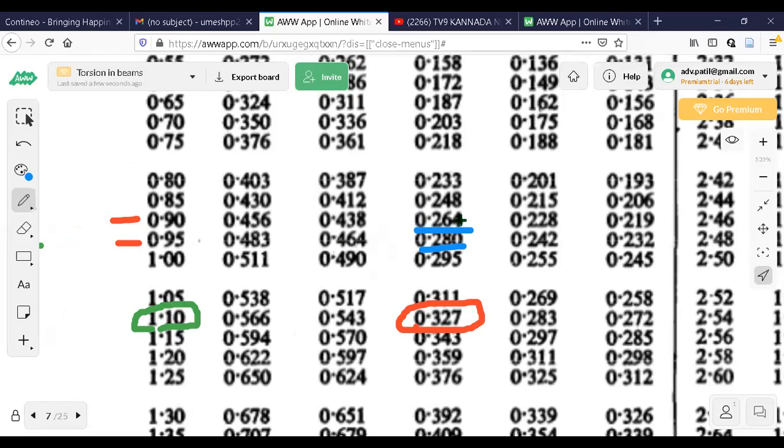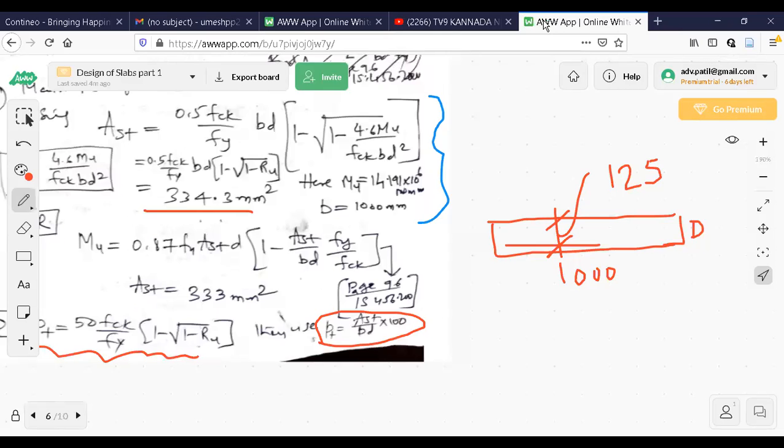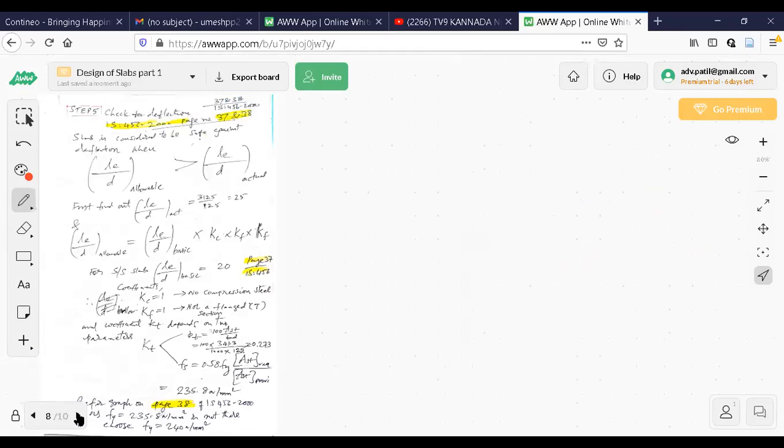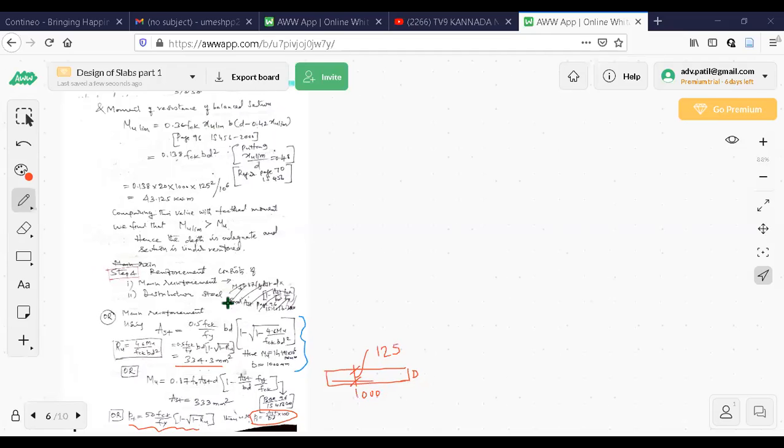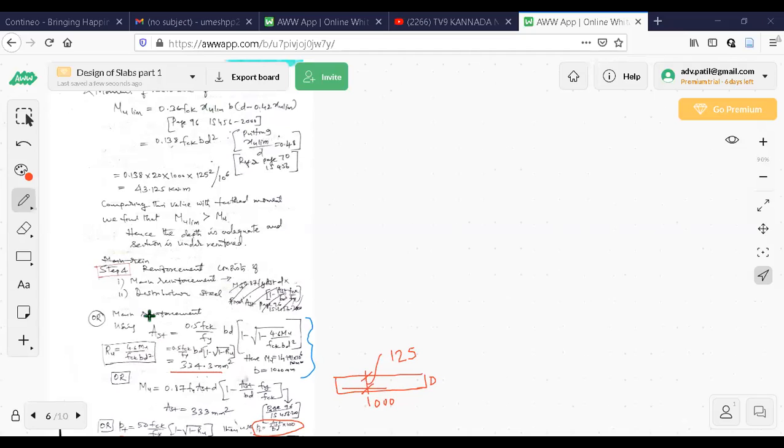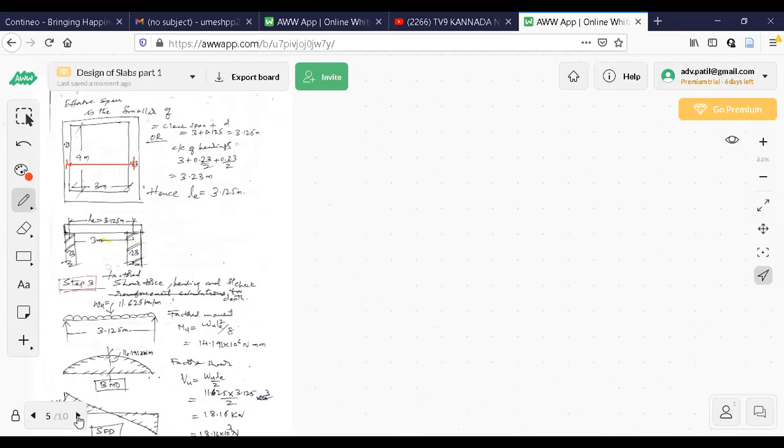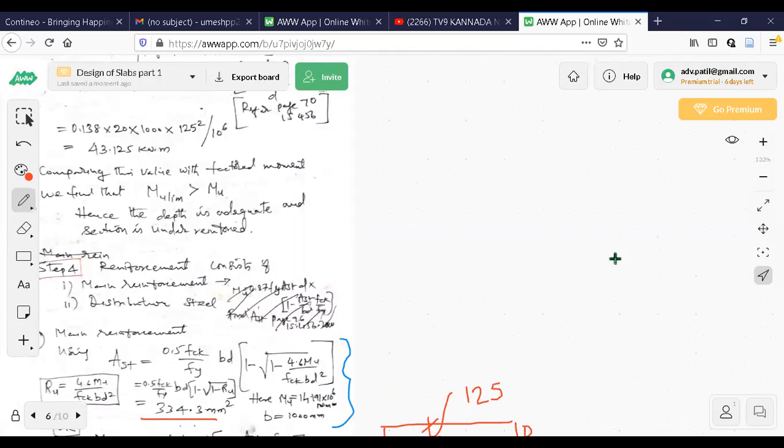It is equated to Ast by bd into 100. It means 0.264 equals Ast by bd into 100, where b is 1000, small d is 125. So Ast is to be calculated. From that, I calculated Ast and got the value as 330. So Ast is calculated now by 3-4 methods, but in the exam only one method has to be followed.